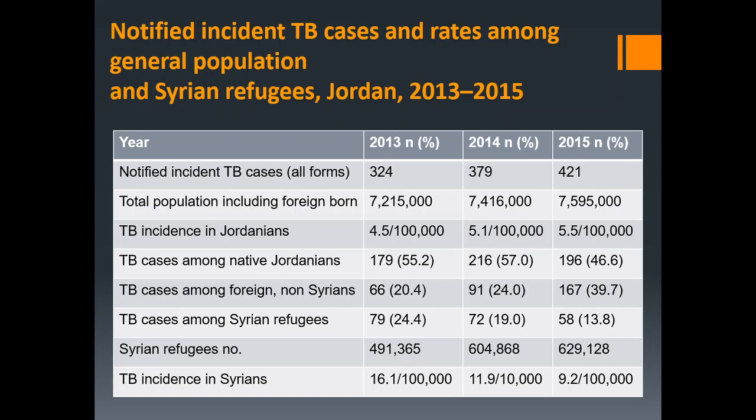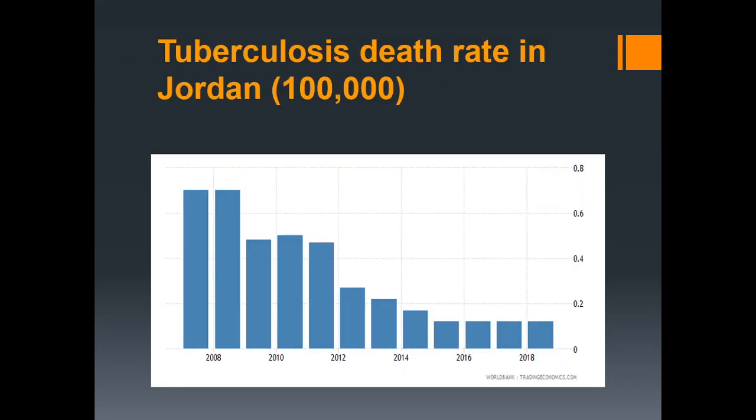2018. What about tuberculosis in Jordan? Jordan is considered a low incidence area. Low incidence means TB cases less than 10 per 100,000. You can see the figures here from 2013 to 2015. There is an increase, but this increase coincides with the Syrian crisis, and many of these cases are in Syrians. Non-Jordanians also account for a bulk of the cases. For example, in 2015, about 167 cases out of 421 were in non-Syrians, non-Jordanians, and these are those who work in houses and the industrial cities. The death rate is very low, less than 0.2 per 100,000.